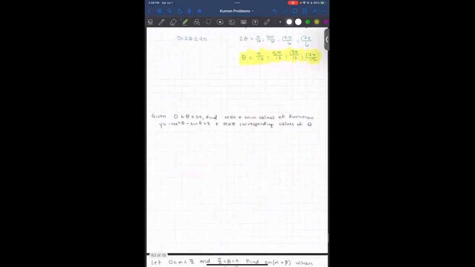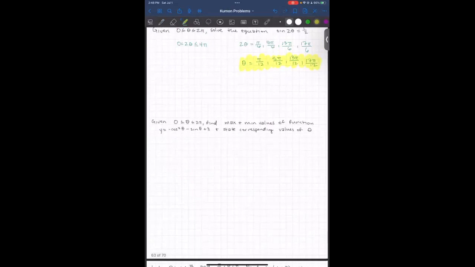So our next equation is, given that theta is greater than or equal to 0 and less than or equal to 2 pi, find the maximum and minimum values of y equals negative cosine theta minus sine theta plus 3, and state the corresponding values of theta. As we discussed in our differentiation and other earlier lessons, in order to find the minimum and maximum values of a function, we have to take the first derivative.